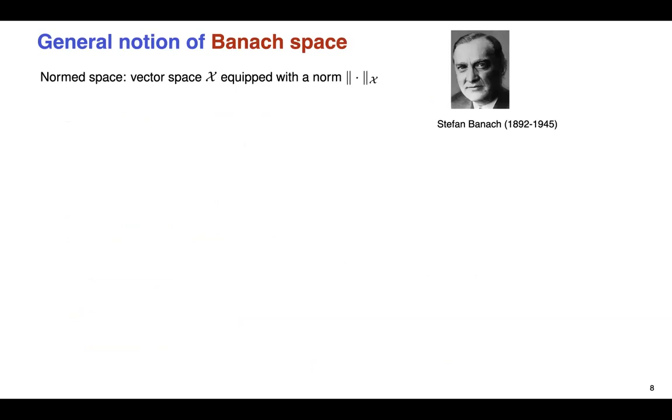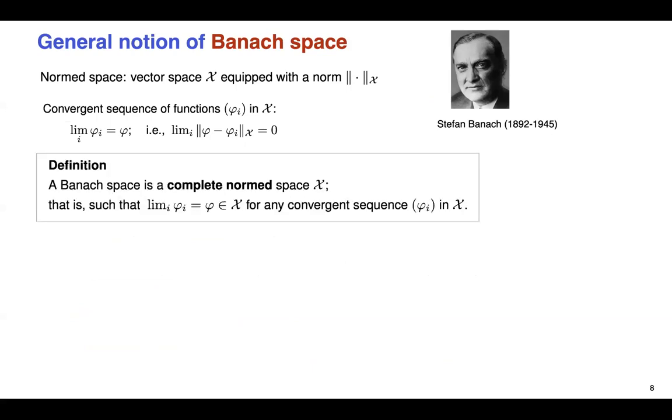Okay, so my talk really revolves around the general notion of Banach space. I think you're mathematicians, you all know what a Banach space is. A Banach space is a vector space equipped with a norm. And what's important with the Banach space is that it's a complete normed space, okay? So that if you have a sequence that is converging to a certain limit in the norm, then the limit of that sequence is also part of the Banach space.